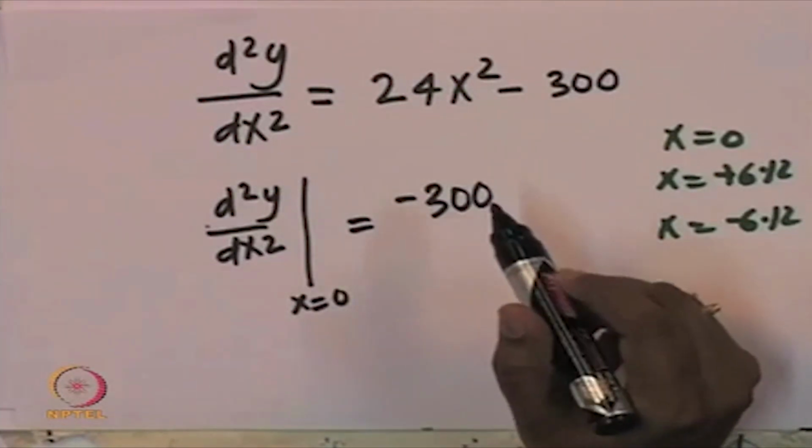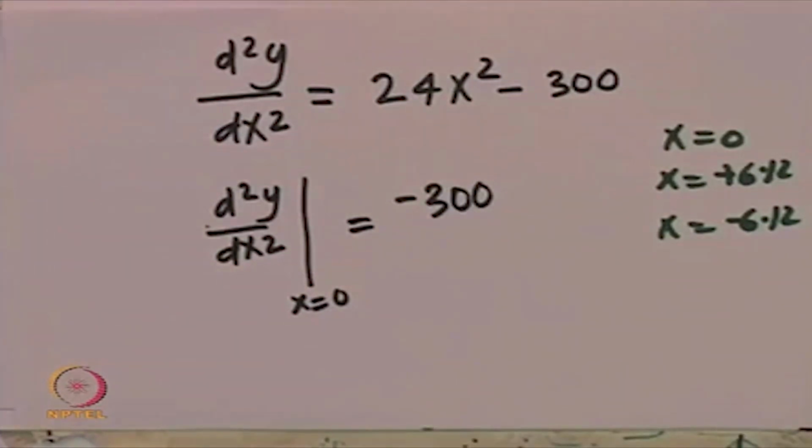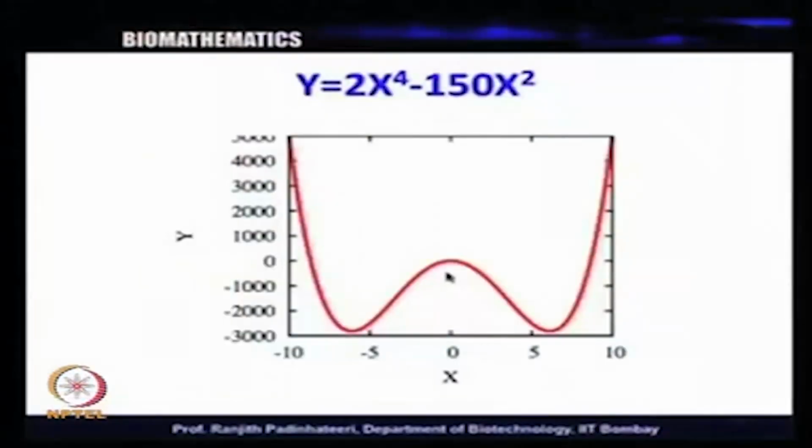When you have the second derivative negative at a particular point, we learned that it has a convex shape. Have a look at the slide here. The second derivative at x equal to 0 is negative. What it means is that it has a maximum. Whenever the second derivative is negative, it is a maximum.